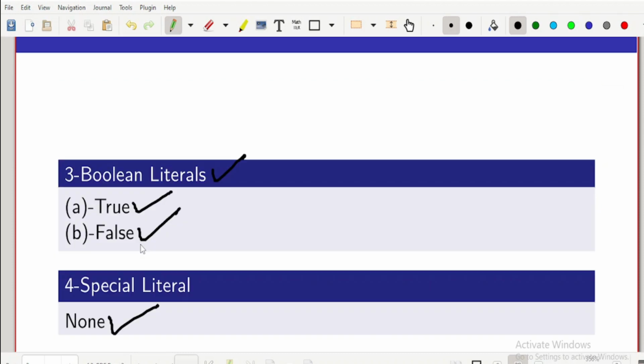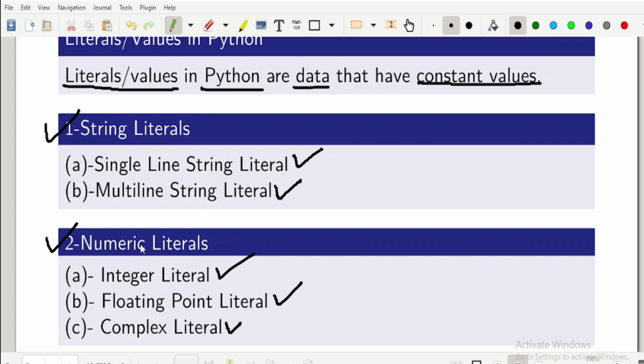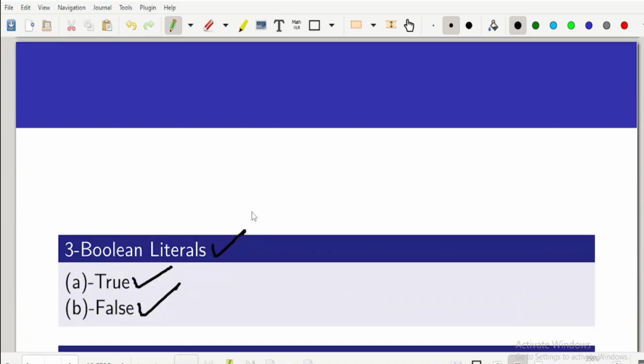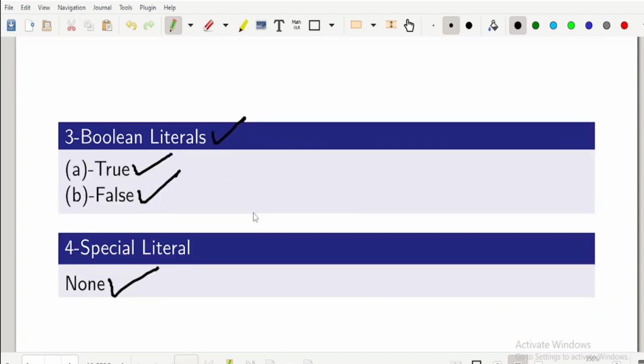I have just explained the types of literals. In the upcoming videos, I will explain each type of literal separately. I will make videos about string literals, numeric literals, Boolean literals and special literals. These are very simple, so in two or three videos they would be covered. So this was about literals in Python.